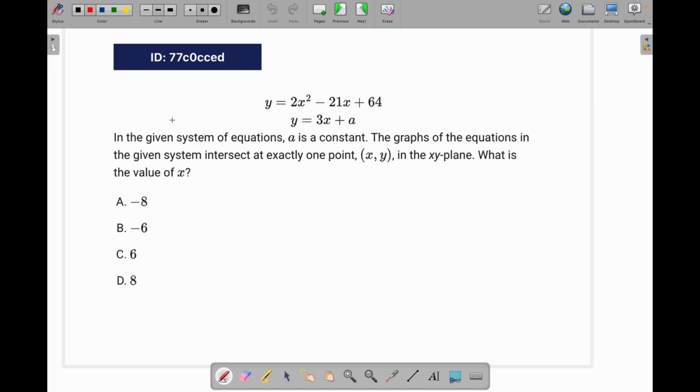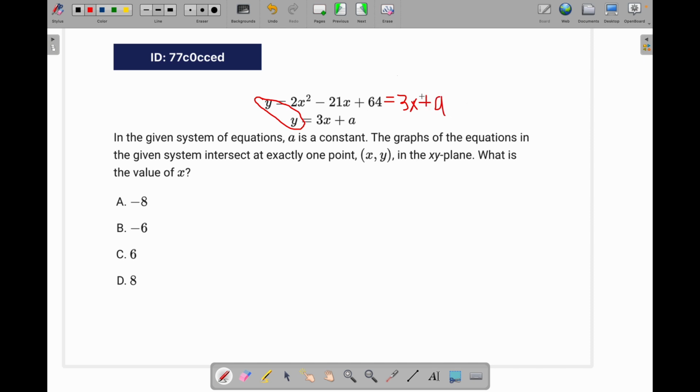Alright, in the given system of equations, a is a constant. The graph of the equations in the given system intersect at one point. What is the value of x? Now, what do these two terms have in common? They have some y's in common. So let's set them equal to each other. So let's just move the 3x plus a up here. And you'll get something like this. So now let's just move everything to the other side.